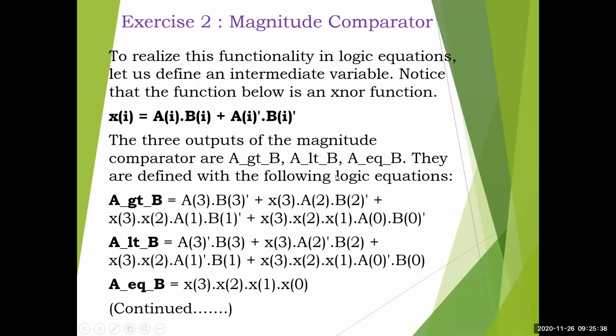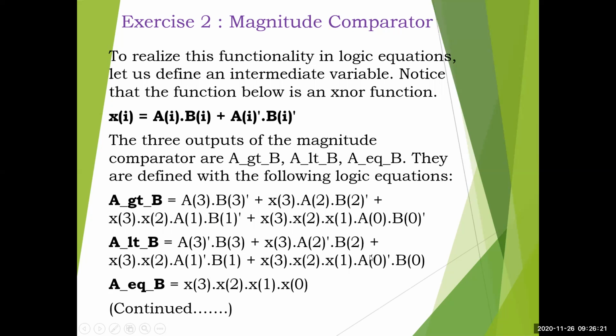Even the equations they have given, so there is no need to derive them. You just have to use the operators and do it. A greater than B equals A of 3 dot B of 3 bar, plus x of 3 A of 2 B of 2 bar, plus x of 3 x of 2 A of 1 B of 1 bar, plus x of 3 x of 2 x of 1 A of 0 B of 0 bar. Then A less than B is A of 3 bar B of 3, plus x of 3 A of 2 bar B of 2, plus x of 3 x of 2 A of 1 bar B of 1, plus x of 3 x of 2 x of 1 A of 0 bar B of 0. Then A equal to B is just a multiplication: x of 3 x of 2 x of 1 x of 0. This is an XNOR function, so that is multiplied here.